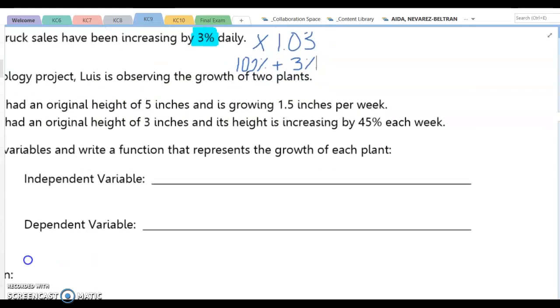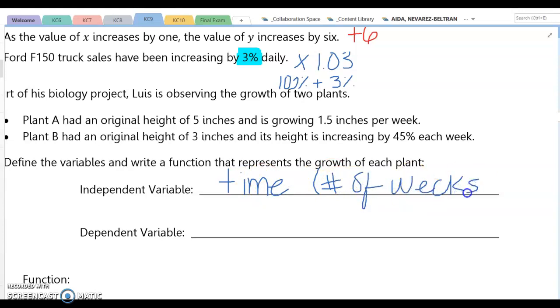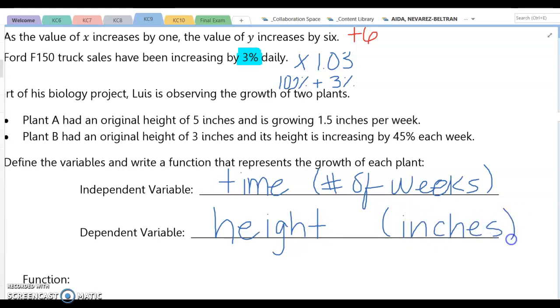So defining the variables, we have the independent variable and the dependent variable. So the independent variable is going to be time, right? Which in this case is your number of weeks. There we go. And your dependent variable is going to be your height of your plant, which in this case is inches. Okay? Because the height of your plant depends on how long it has been growing, right? So the height depends on time.